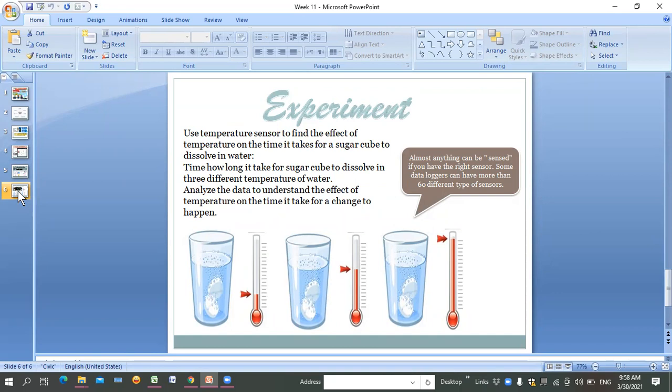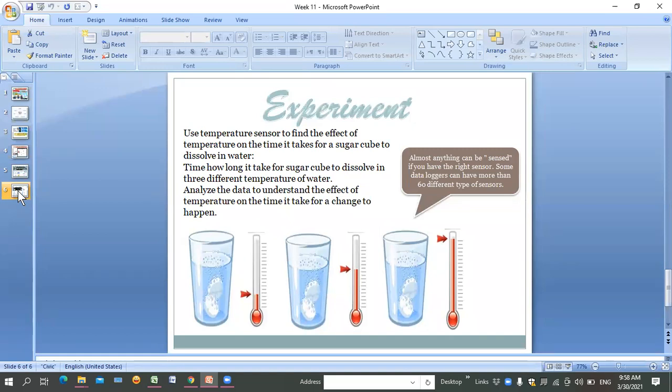So what is the experiment? Use a temperature sensor. A temperature sensor is a thermometer. Find the effect of temperature on the time it takes for a sugar cube to dissolve in water. Take three different glasses of water. Time how long it takes for a sugar cube to dissolve at three different temperatures. Maybe one water is 10 degrees, the second is 50 degrees, and the third is 100 degrees Celsius. Put the sugar cube into the water.